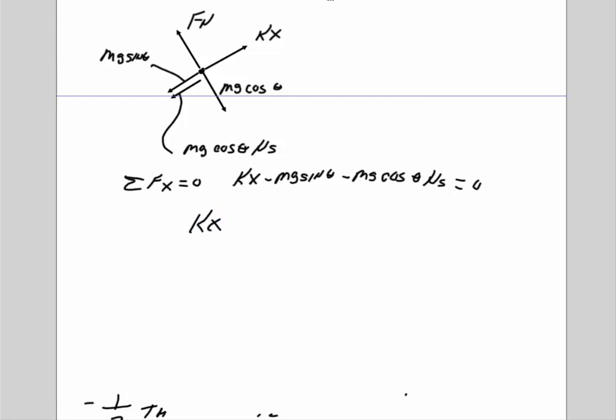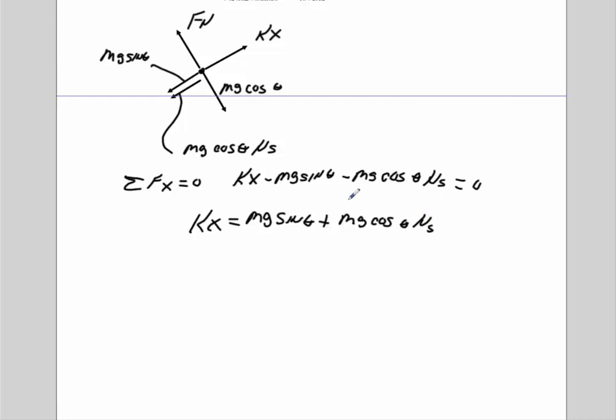I'm going to erase this a little bit down here. I know we started this problem earlier. Okay, kx would equal mg sine of theta plus mg cosine of theta times mu of s, the static friction.